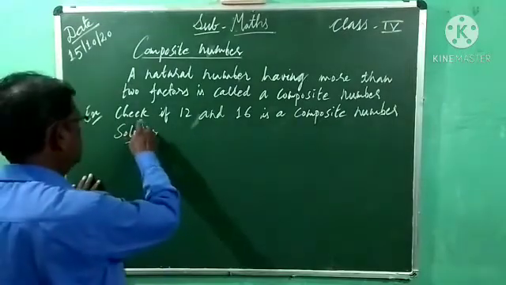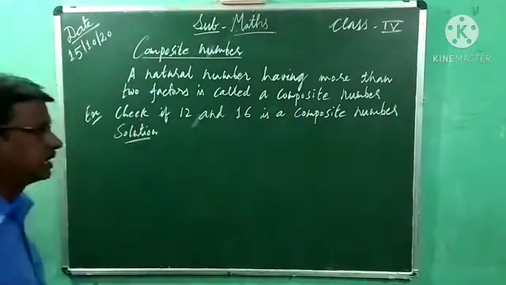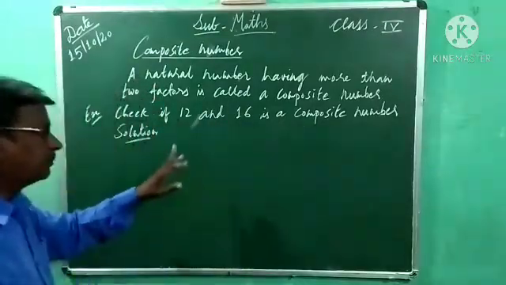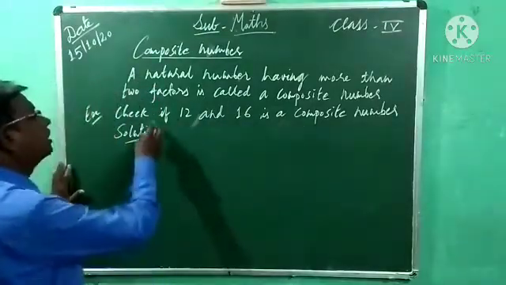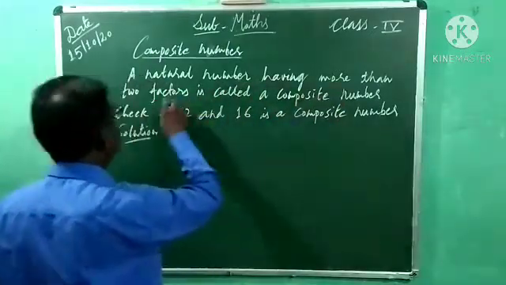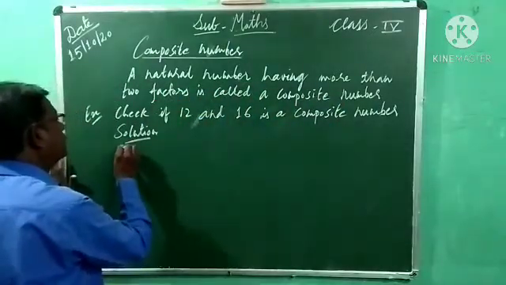For example, here given: check if 12 and 16 are composite numbers. क्या 12 कंपोजिट नंबर है? उसी ढंग से क्या 16 भी कंपोजिट नंबर है? हमें चेक करना पड़ेगा. तो क्या करना है? फैक्टर फाइंड कर रहे हैं. Natural number having more than 2 factors. What we have to find? Factors. So at first, factors of 12.